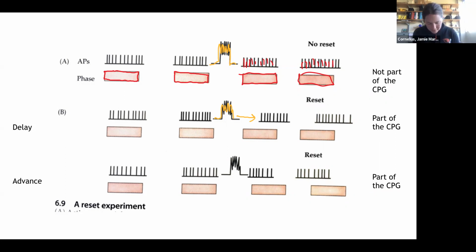In this lower version, again, you excite the cell, and in this case, it actually shifted the activity a little sooner, and so that advanced the timing. Either way, when you change the timing, it suggests that you are stimulating a neuron that is part of the central pattern generator.